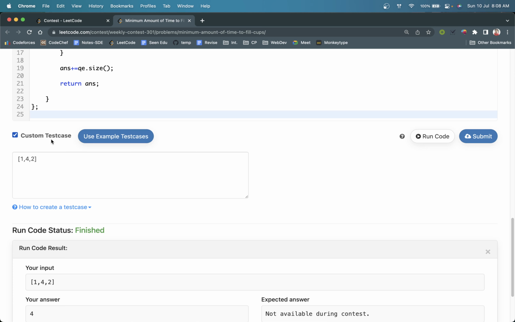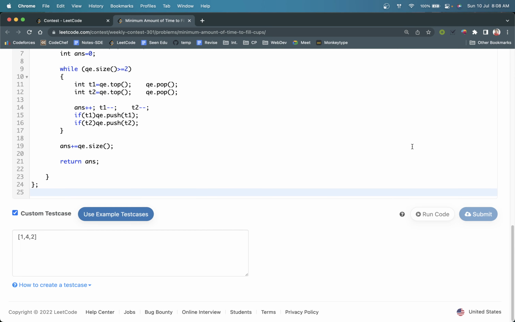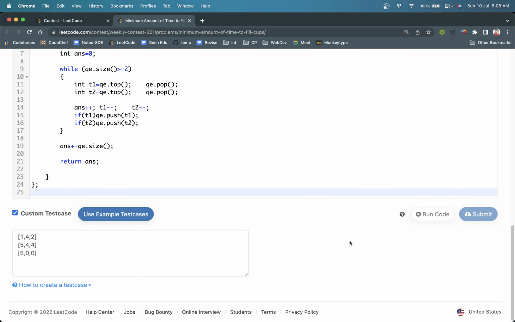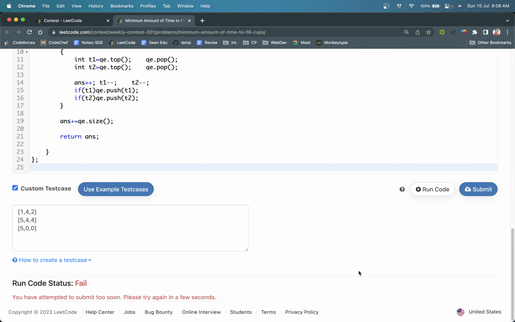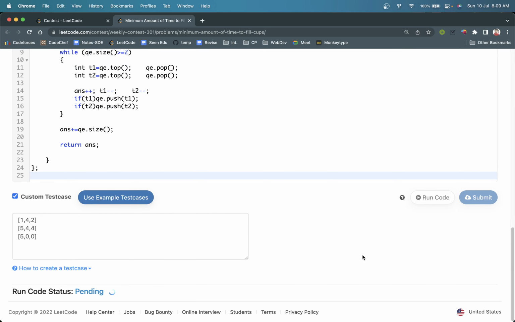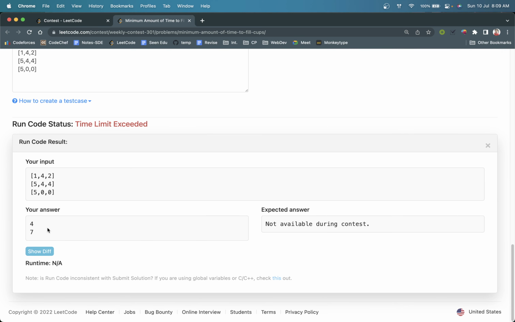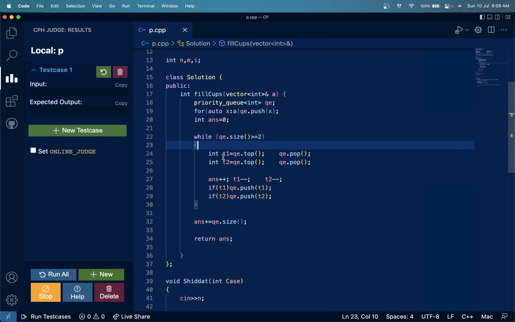How can I run all the test cases? Where is the option to use the example test case? Example test case. I am getting 7, or not? I am getting 7 because every time I'm trying to fill with the maximum amount, so the time is not exceeded. Why? 500. Oh, 500. Hmm.